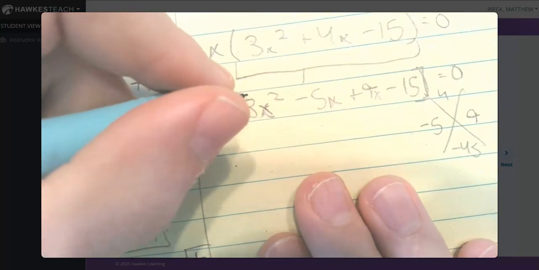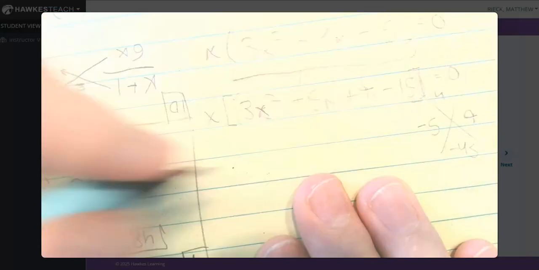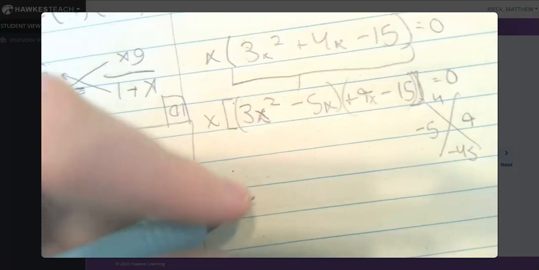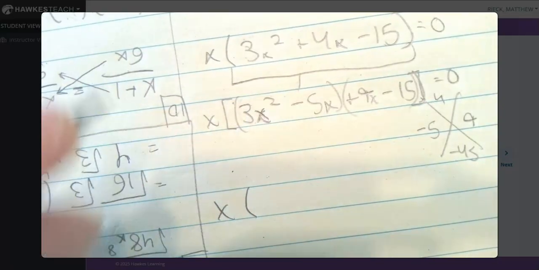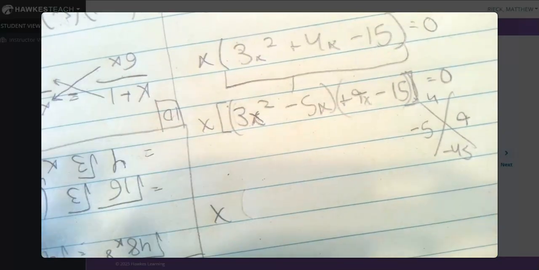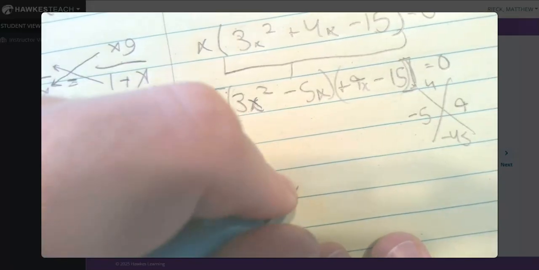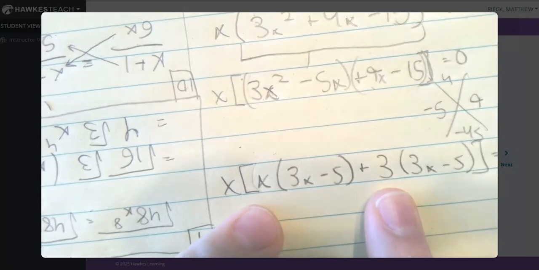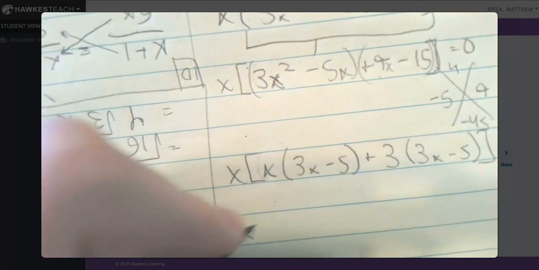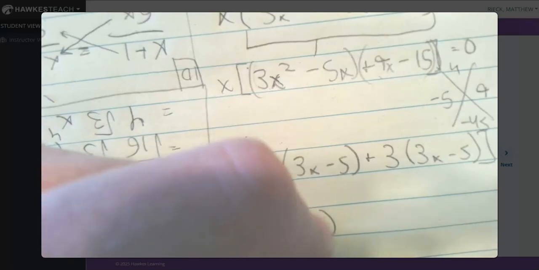All right, and then we can factor each of these groups. We still have an x coming along for the ride here. Then x shows up here, so we get 3x minus 5. And here a 3 shows up in each of these terms, so we get 3x minus 5. Again, we can group the things outside parentheses and the things inside parentheses. So you have x times x plus 3, times 3x minus 5, equals 0.